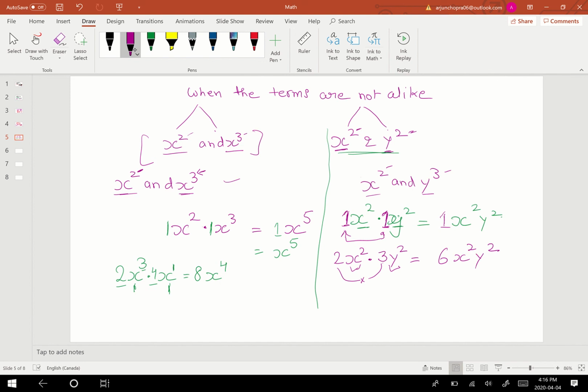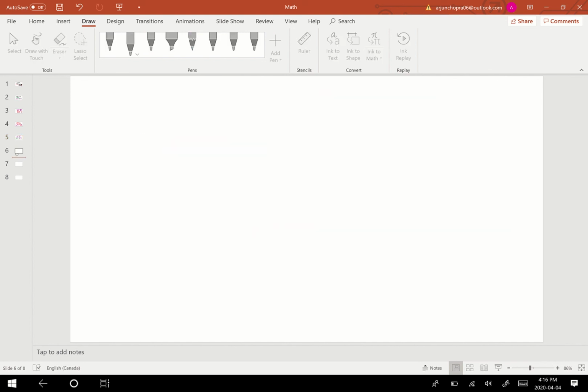So another question, let's take another example. 3x squared times 9y squared. So I can multiply the constants. 3 times 9 is 27, and then x squared y squared.